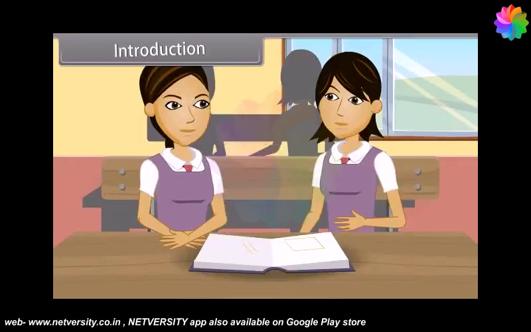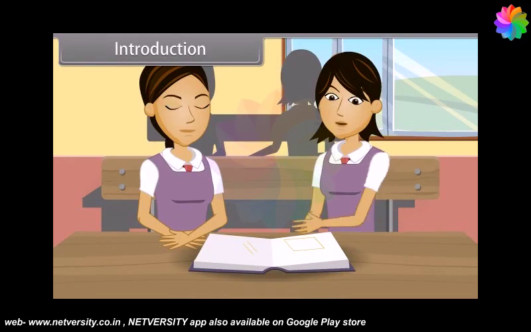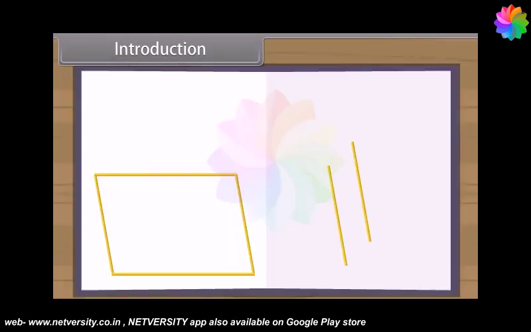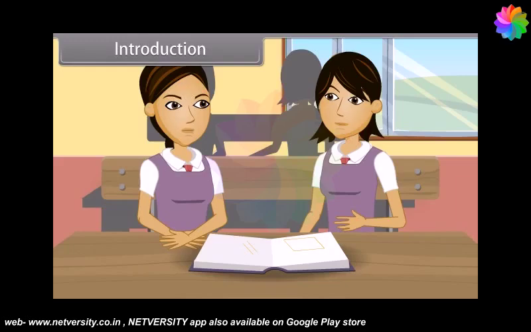Introduction. Hey Priya, what are you doing with these sticks? I'm making different shapes using these sticks. See, I have made a parallelogram. This is good. Can you now make a triangle? I can make, but I'm left with only 2 sticks now. No problem, you can still make a triangle.